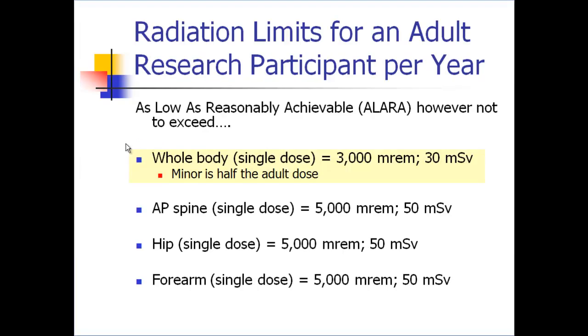The radiation limits for an adult research participant per year are always as low as reasonably achievable. This is called the principle of ALARA. However, we're not to exceed 30 millisieverts, okay? And a minor, defined as someone less than 18 years of age, is half the adult dose, so it would be 15 millisieverts. And this number doesn't mean a lot right now, but in the coming slides you'll understand just how high that is compared to the dose that they get from a DXA.